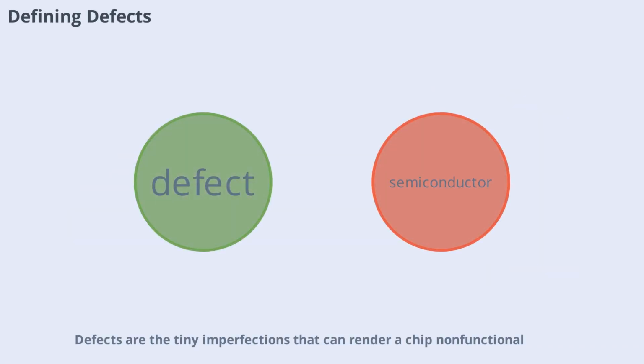Defects are the tiny imperfections that can render a chip non-functional. They might be caused by dust, equipment errors, or process variations. Some defects are visible under a microscope, while others are only detected through electrical testing. Identifying and understanding these defects is essential for improving yield. By classifying defects, engineers can trace their origins and implement corrective actions.